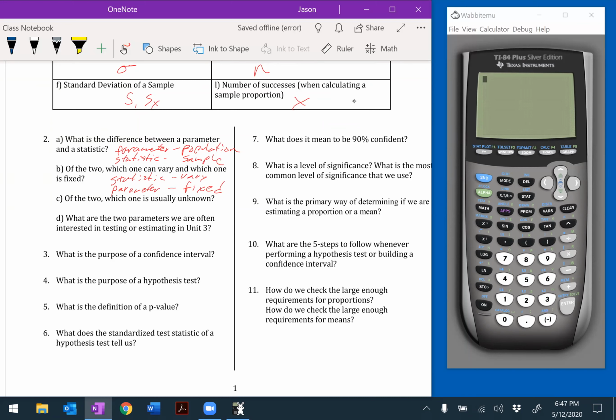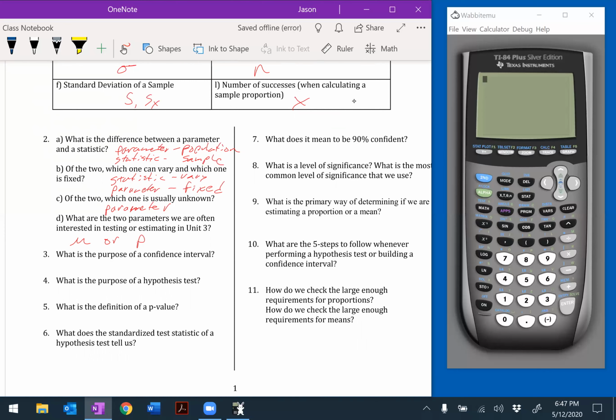Okay, of the two, which one is usually unknown? Well, it's the parameter. The parameter is usually unknown. Okay. What are the two parameters we often used in testing or estimating in Unit 3? Okay, well, it's mu, or p. Those are the parameters that we're often interested in testing, or estimating in Unit 3 here.